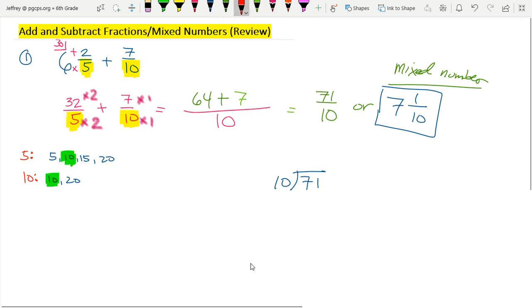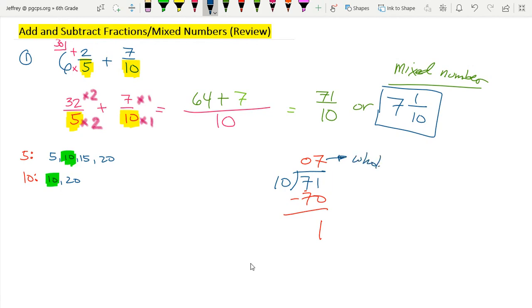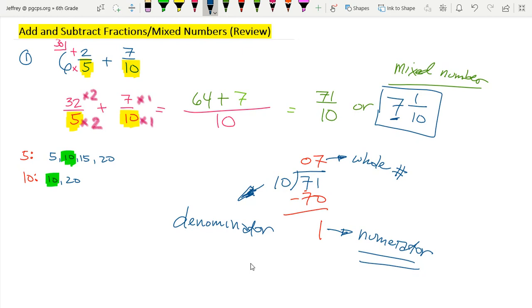But if you want to do long division, this is how it works. Can 10 go into 7? No. Can 10 go into 71? Yes. How many times? 7 times. So 7 times 10 is 70. Subtract that, that's 1. Remember, your 7, your quotient, will be your whole number. And then your remainder will be your numerator. And then your divisor will be your denominator. See how that is? So 7, 1, 10th. So the numerator is 1. We have here 1/10.